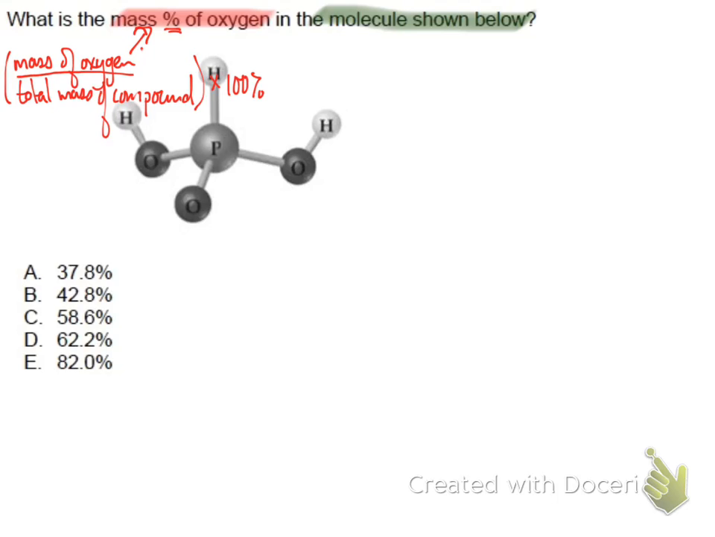Alright, so how to start? We need to figure out something about the mass of oxygen and the total mass of compound. We're not given anything about the total mass of compound, so we're going to have to make an assumption about that later. But first, before we do anything else, if we're asked to relate something about mass percentages, we're probably wanting to figure out something about the molecular formula. So let's figure out the formula first.